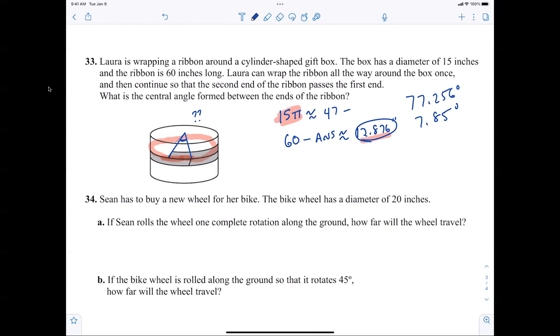Arc. So it's 12.876 divided by what? 15 pi. That's the fractional part of the circle. And then, of course, you just multiply that by what? 360. Now, when you divide by 15 pi, remember to make sure you put parentheses around the 15 pi, or just use that number that you got above.